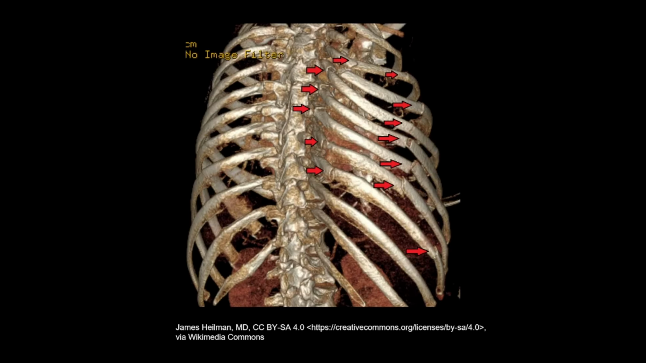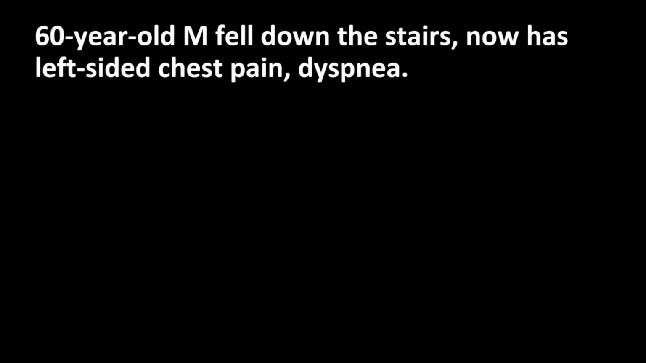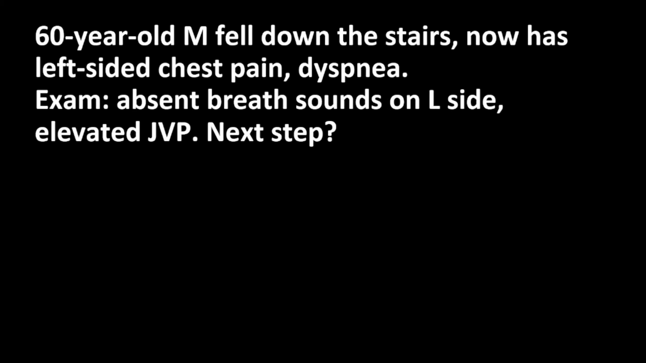And here is one example of a flail chest. So you can see multiple rib fractures on contiguous ribs in 2 separate locations. So for our next case, let's say they give you a 60-year-old gentleman that again fell down the stairs and now has left-sided chest pain and dyspnea. On your exam, you note that this patient has absent breath sounds on the left side and an elevated jugular venous pressure, JVP. What is your next step in management?